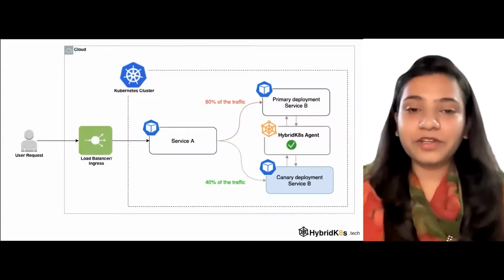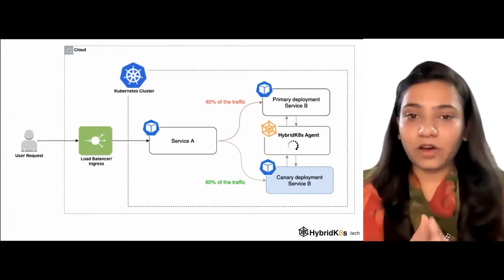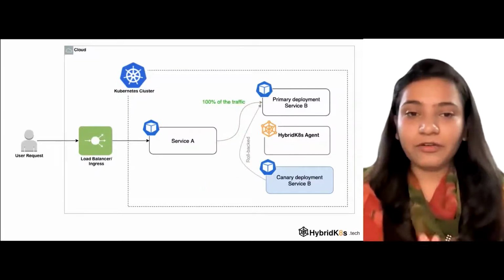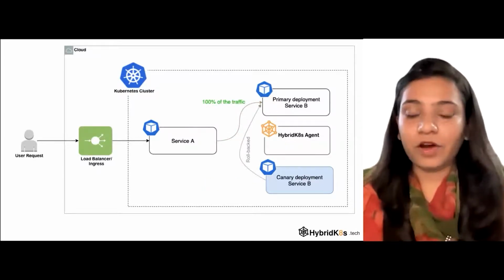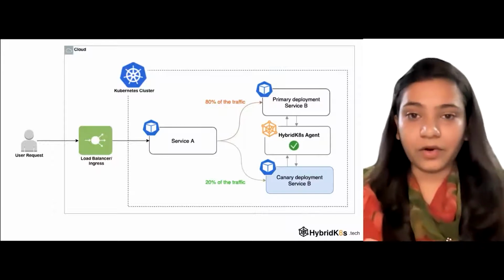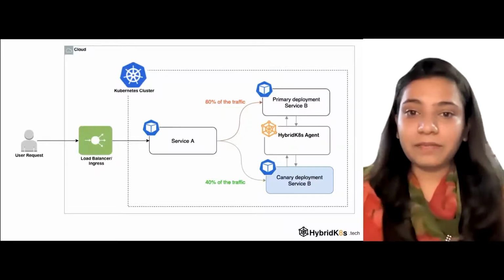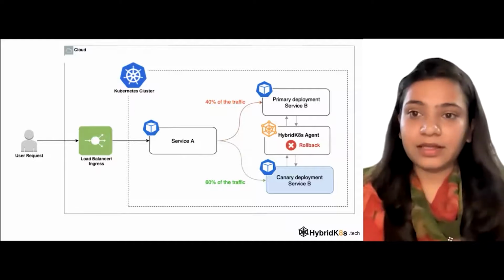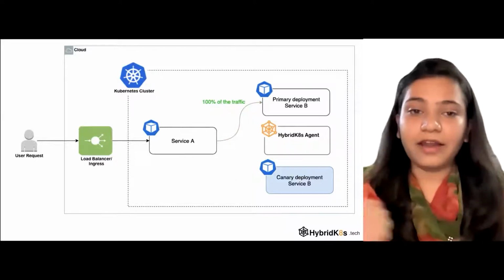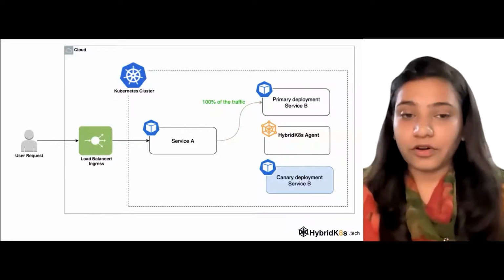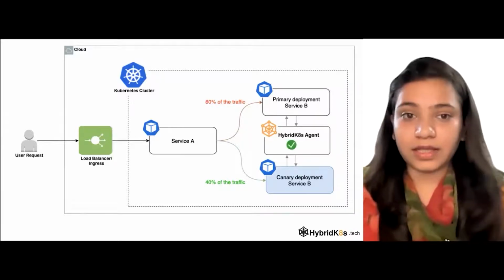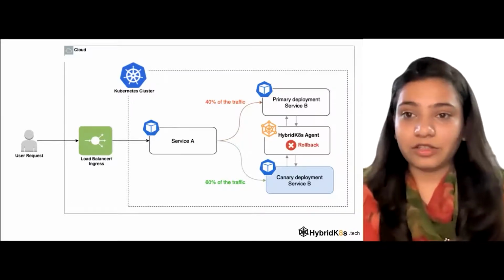Now, you might be curious what would happen in case of a buggy machine learning model being released. Let's say I roll out a faulty release, the canary deployment will serve as an early warning indicator with less impact on downtime. If the canary deployment fails, the Hybrid KTS agent will flag and roll back. The point to note here is the user impact was highly reduced to 40% in this case, and the rollback decision was instant.